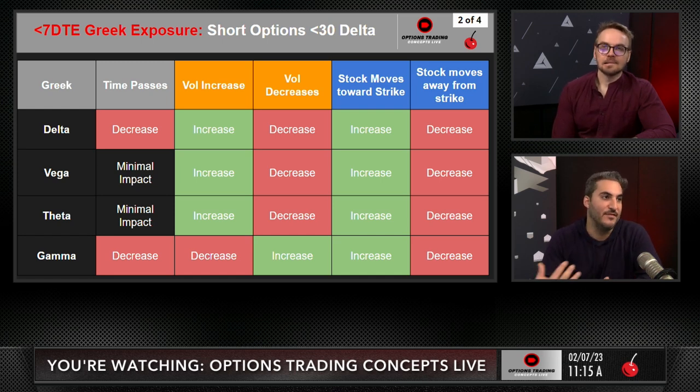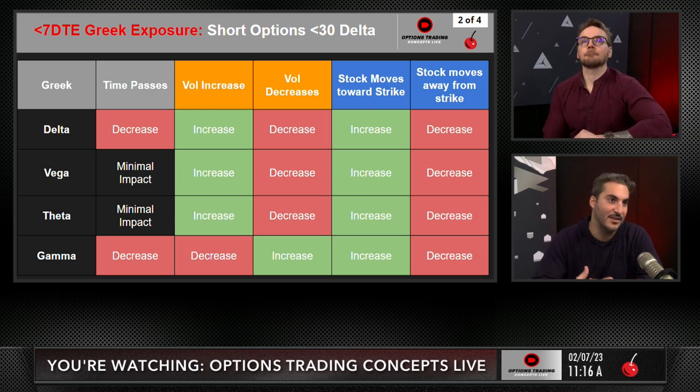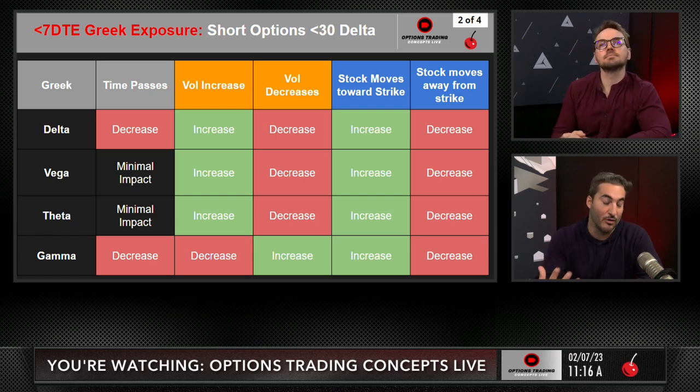Of course, if you have an increase in volatility, you're going to see vega and theta increase because you're going to have more vol exposure, more extrinsic value, which means that you're going to also have more theta decay.